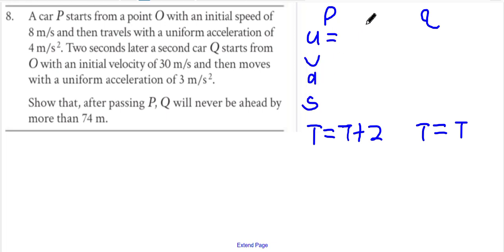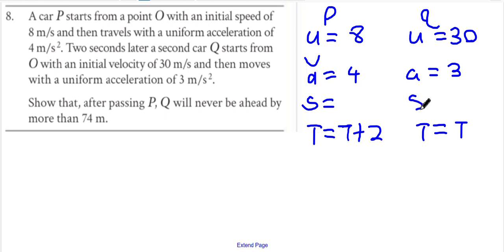So car P is what, guys? U is 8, and then acceleration of 4. Not yet, I'll explain in a minute. And then the other one: U is? What was it? 30. A is 3. And S is? What? Would it be 74?